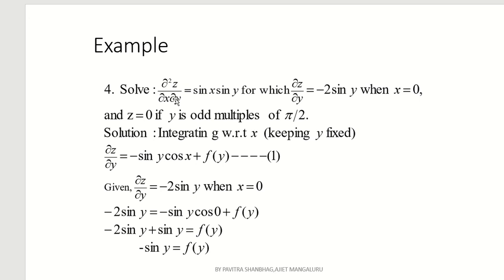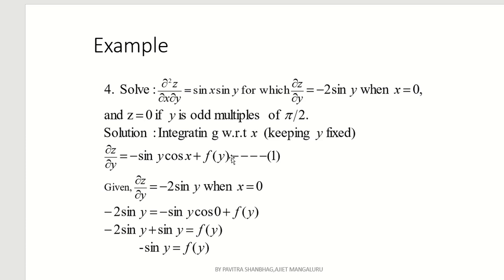Then what will we get? Dou z by dou y equal to what? With respect to x, sin y is constant, right? Sin y as it is. Integration of sin x is minus cos x. So dou z by dou y equal to minus cos x into sin y. And which constant do we have to add? The integral constant here with respect to x means f(y) is the constant of integration that we have to add.